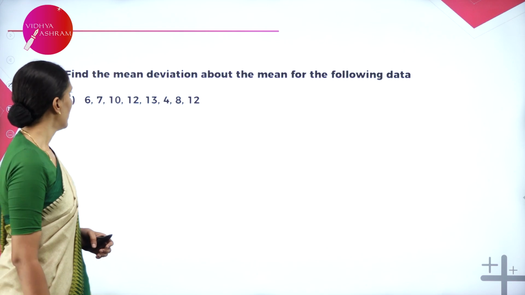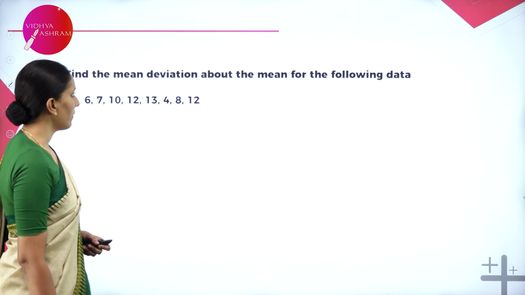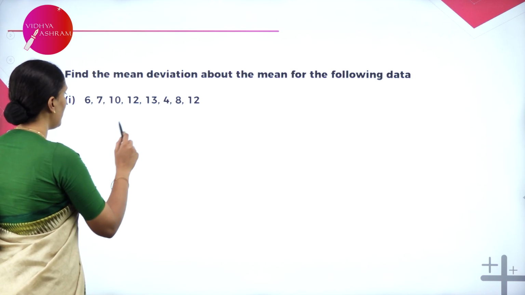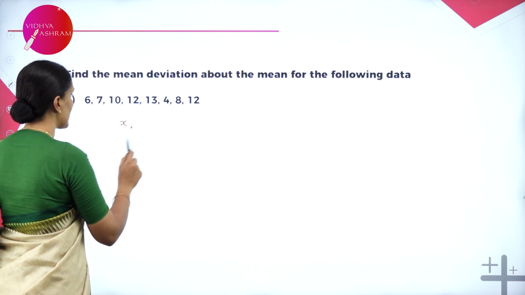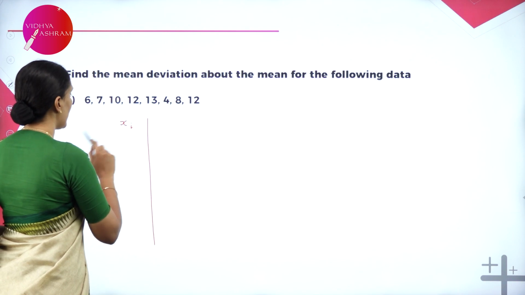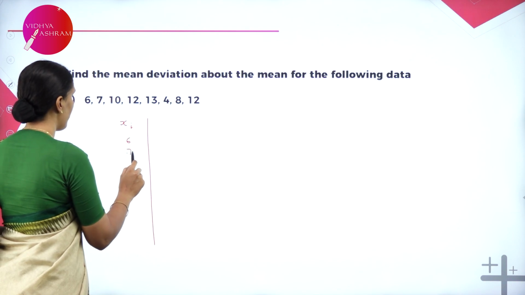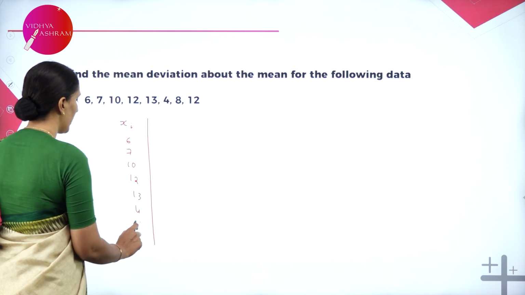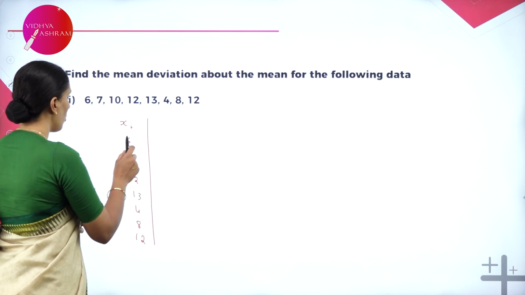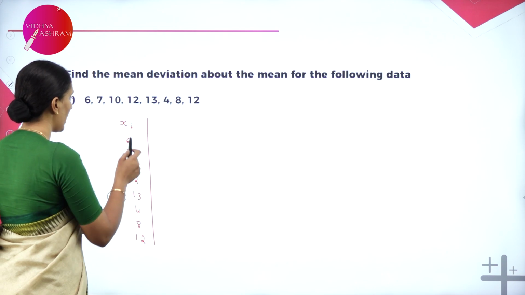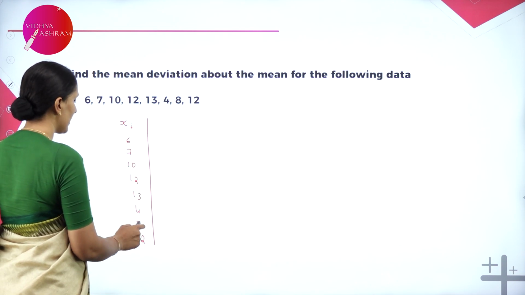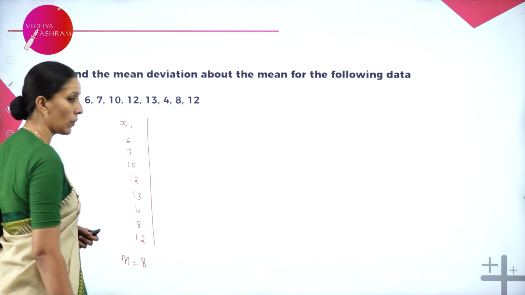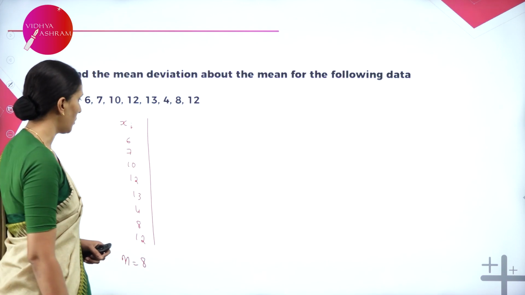Now, let us take the problems. Find the mean deviation about the mean for the following data. So, the data is given. We will take it in the column as xi. So, let us take xi, that is 6, 7, 10, 12, 13, 4, 8, 12. How many data points or how many observations do we have? 1, 2, 3, 4, 5, 6, 7, 8. So, the value of n is equal to 8. n represents the number of observations.